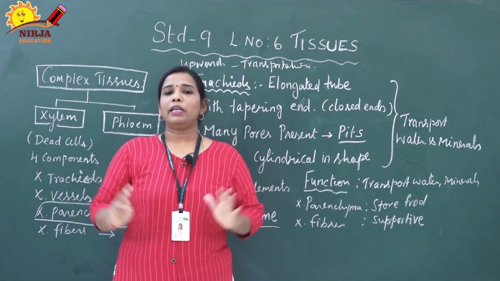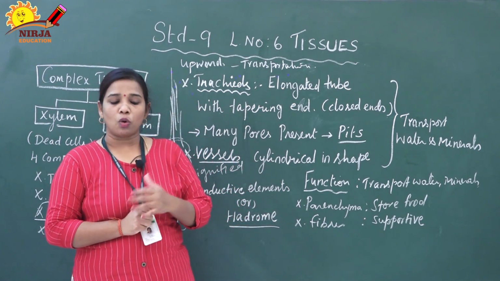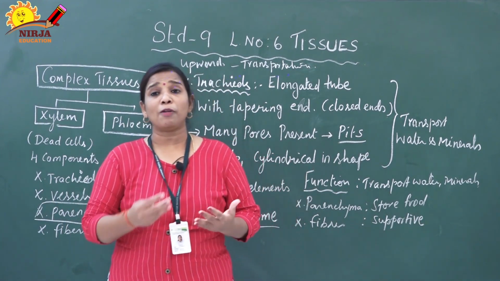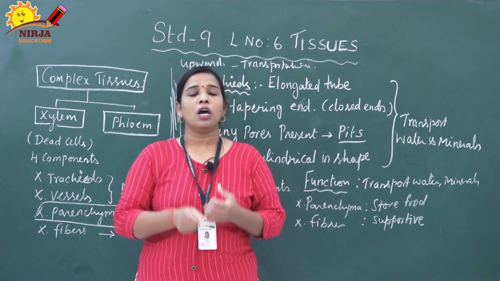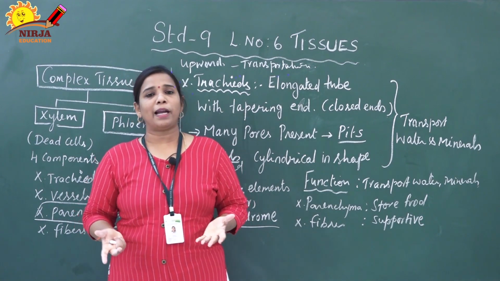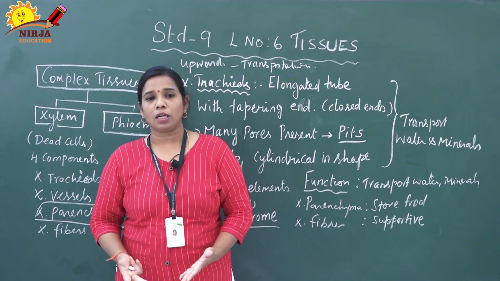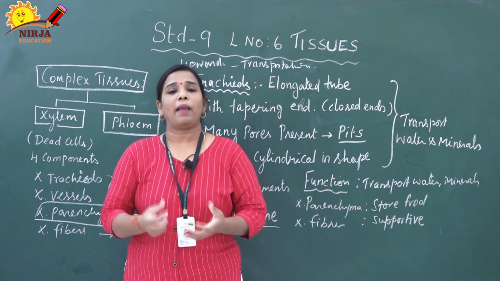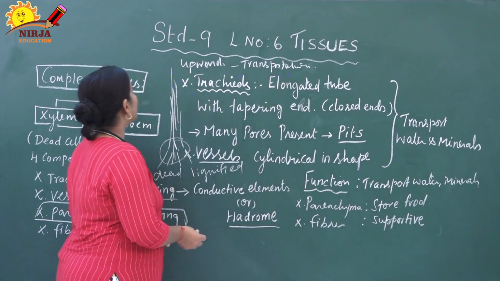Next, what is the significance of xylem? That is very, very important. In your lower classes, you might have learned the xylem function: transport of water and minerals. Apart from that, what is the other significance of xylem? The first one is transporting water and minerals from roots to other parts of the plant body by upward movement. That process is called transportation. Next one is identification of the age of the plant. How can we identify the age of the plant? With the help of annual rings.